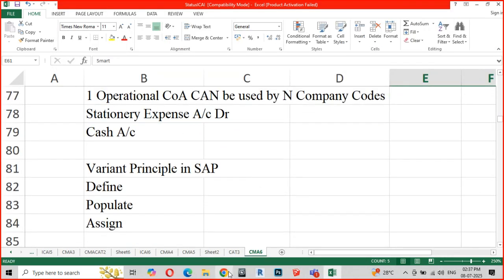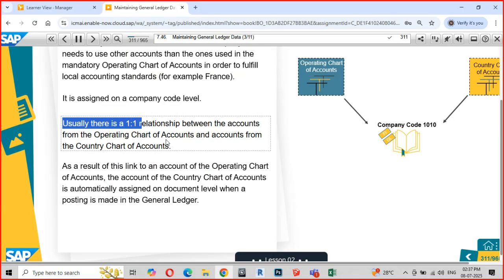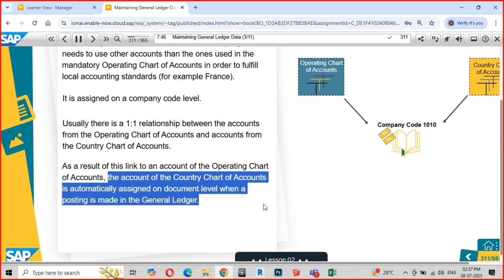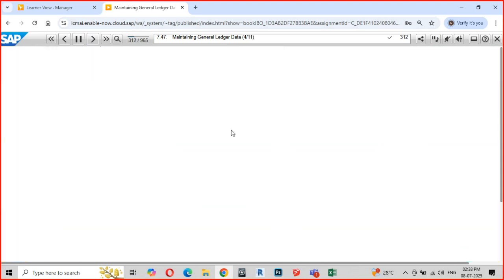All right. So we'll go back to the slide. Please do not try to understand that the account of the country chart of accounts is automatically assigned on a document level. Do not try to understand all the statements. That's why I said, as of now, you're still in a process of learning. You may or may not be in a position to relate to these lines. No problem. Don't bother about them.